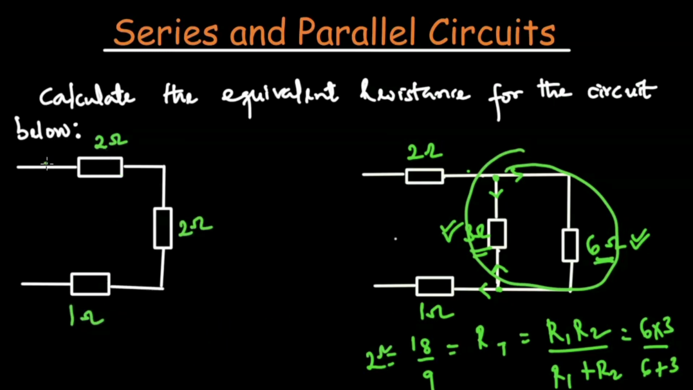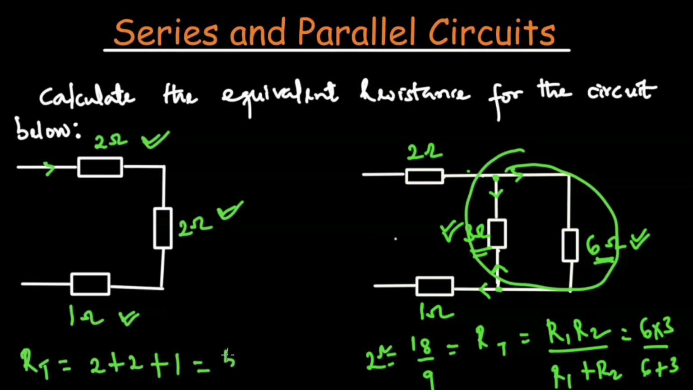Alright, so current goes from here, passes through 2 ohms, the same current passes through 2 ohms, the same current passes through 1 ohm. It does not change direction, it goes in one direction, which means that 2 ohms, 2 ohms and 1 ohm are in series. Alright, so because they are in series, our total is equal to 2 plus 2 plus 1, and this is the equivalent resistance of the circuit, which is 5 ohms.